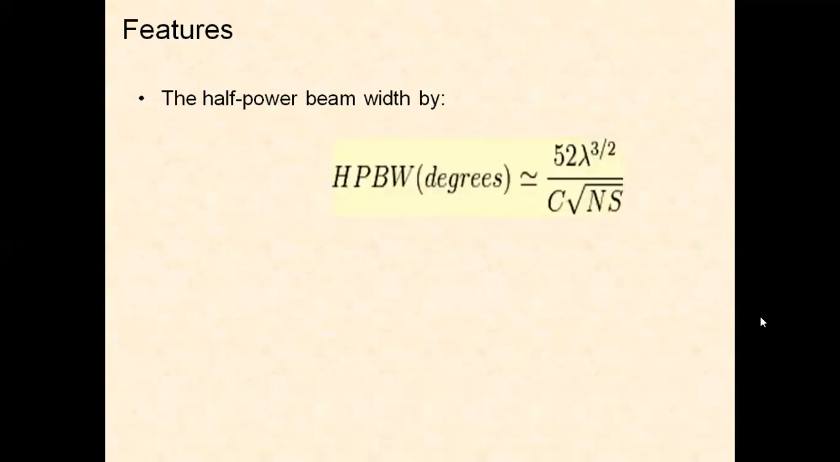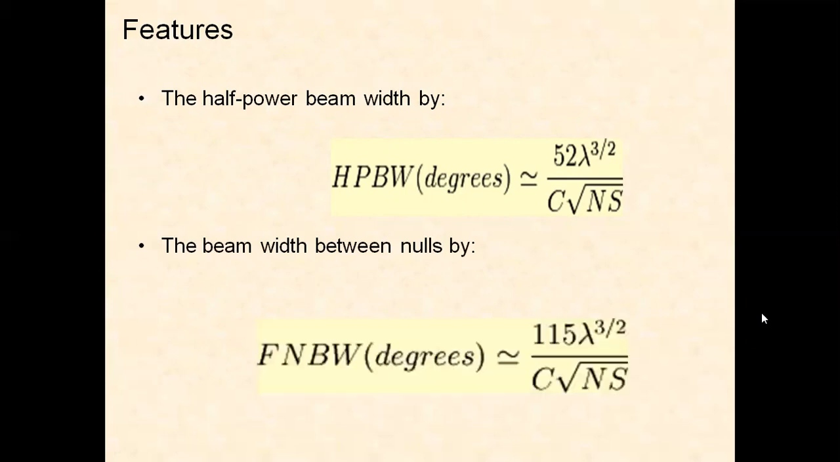The half power beam width is given by the formula 52 lambda to the power 3 by 2 by C root nS. The beam width between nulls is given by the formula 115 lambda to the power 3 by 2 by C root nS.